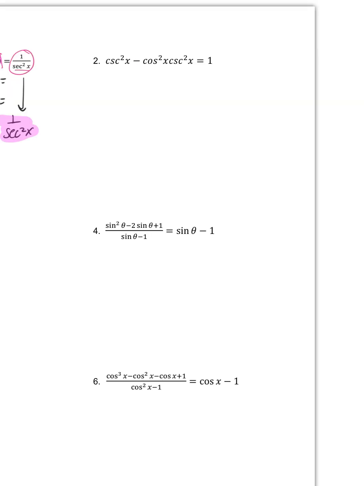Okay, with number 2, I have 2 terms here, and whatever I do here has to equal 1. I'm going to pick the left-hand side to work with, because that's what I have more to do. The more that you can actually move things around and change it, the easier it will probably be to verify to the left or the right, whichever one you're working with. Okay, so I have 2 terms here. I see that they all contain a cosecant squared x.